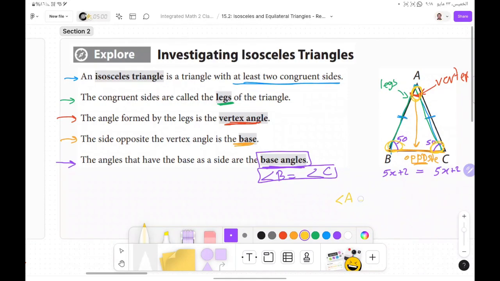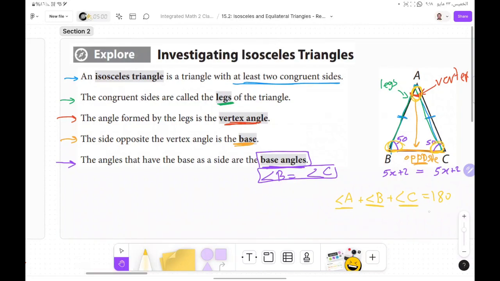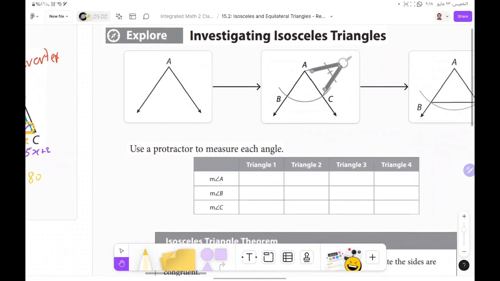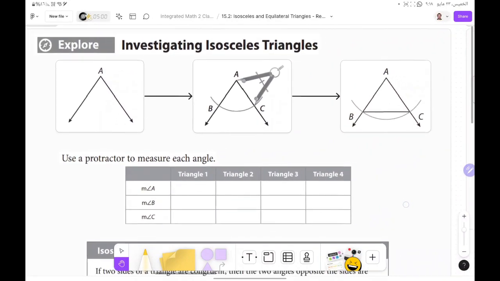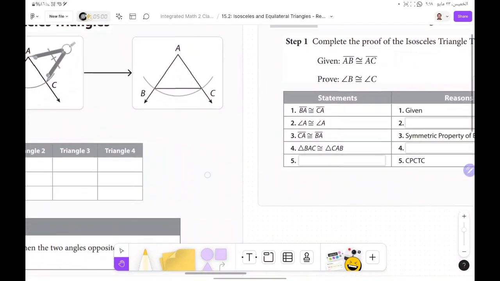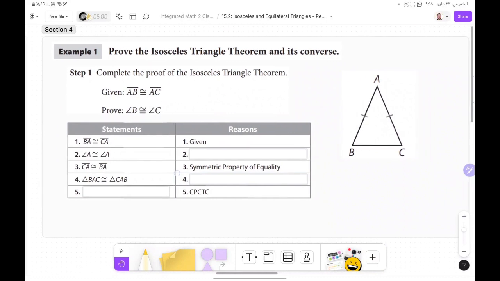So angle A plus angle B plus angle C should equal 180. Now check what the values are for these, then you add them, and you get the measurements. Okay, here is an exercise, we need a geometry set, but we will do it later. Now let's go to example 1.